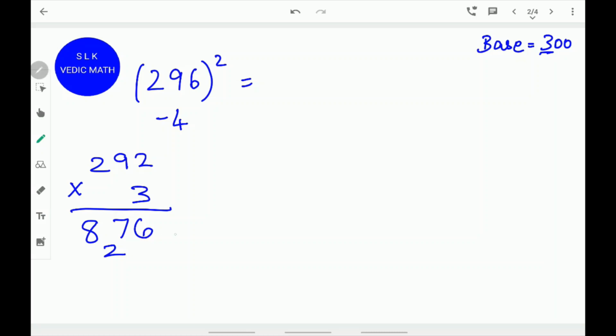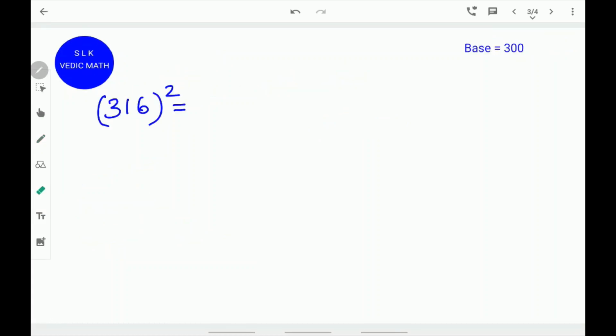2 more digits to go, because when you square a number between 100 square to 316 square, the answer is always a 5-digit number. Square the difference 4. 4 square is 16. So write 16. So 296 square is 87616.